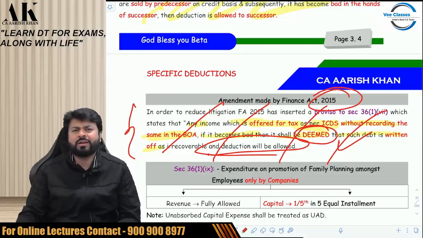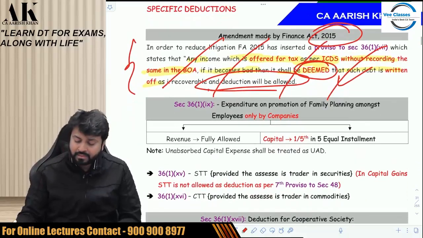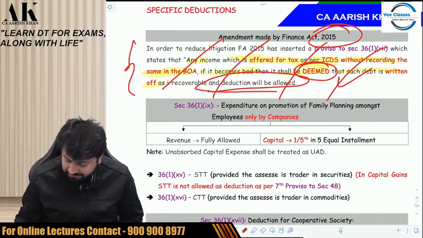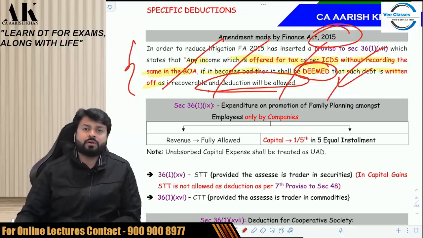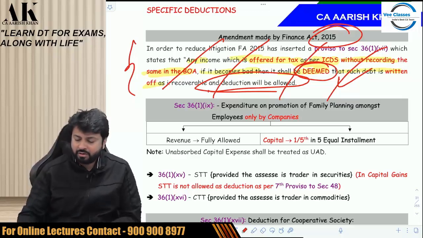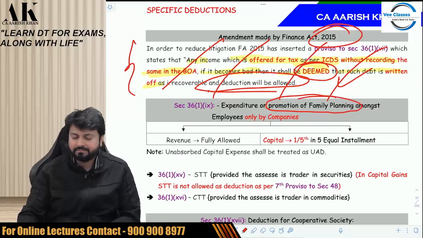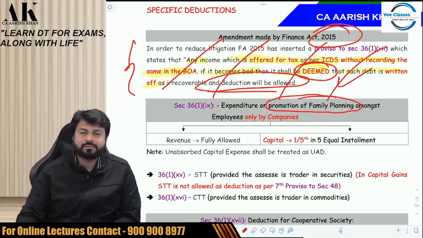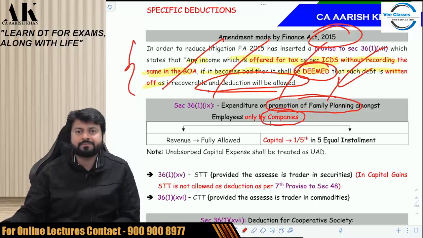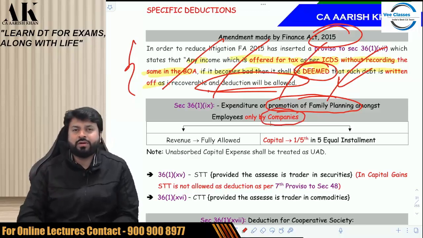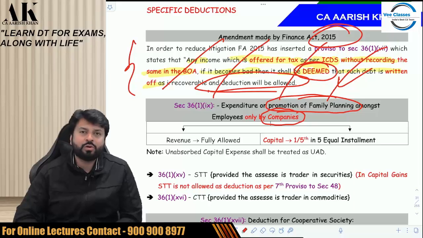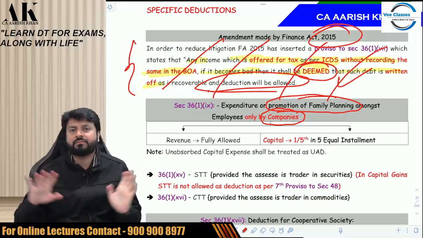Anyways, let's move on to one last few provisions for the day that will complete our series of section 36. Now, section 36(1)(9). What does it talk about? This talks about expenditure on promotion of family planning amongst employees. And who will do this? It is only applicable for companies. So this section is only applicable for companies, only corporates, not others.